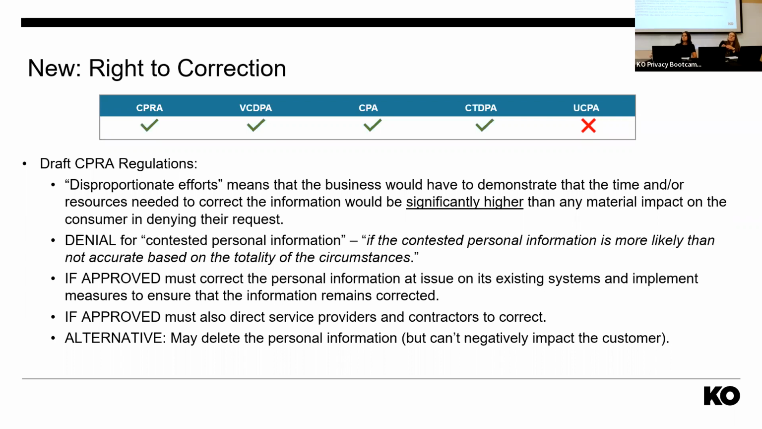Also, businesses must direct their service providers and contractors to correct information. That's something we're already familiar with from access and deletion requests. And then the CPRA regulations provide an alternative that says you can also delete the information as long as it doesn't negatively impact the customer. So if you get a request to correct and it's not actually feasible to correct that data, you can just delete it.